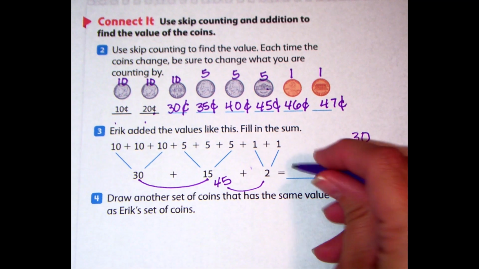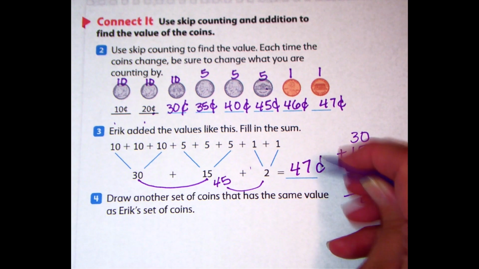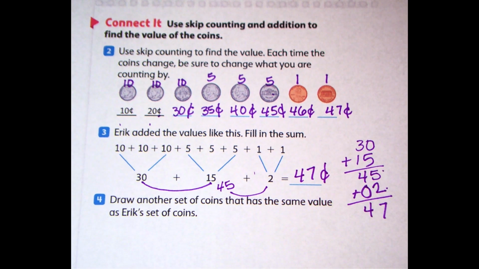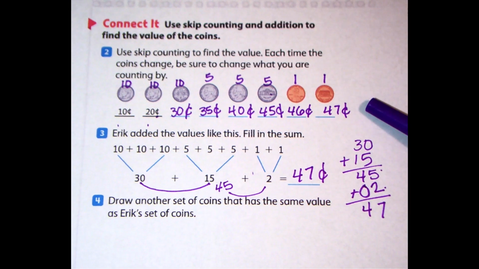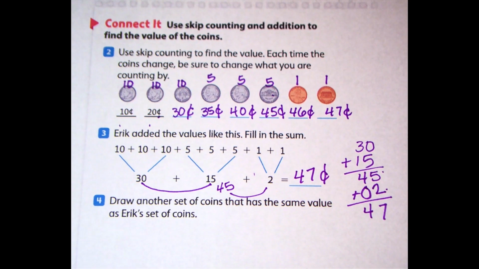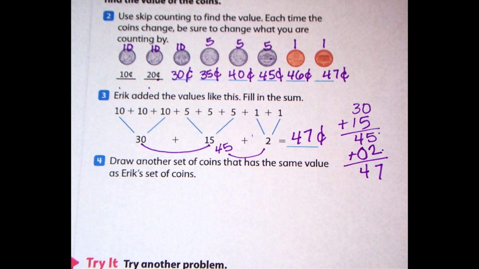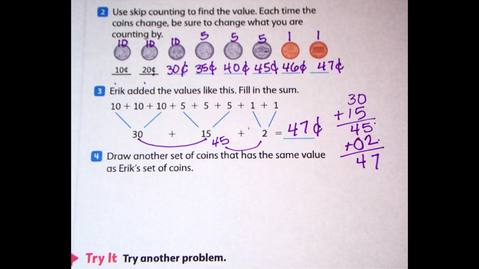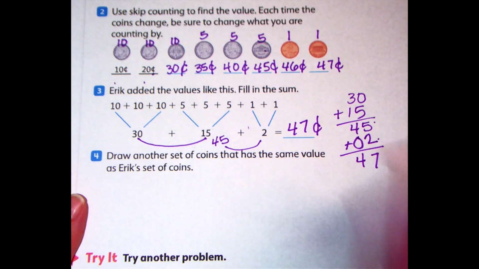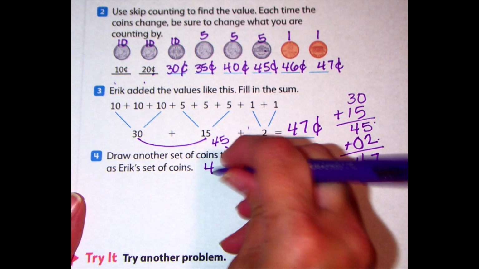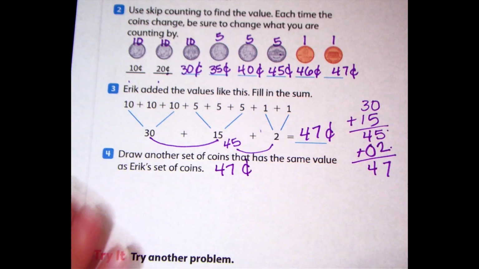Okay, so when we add them, 47 cents is the same up here as what we counted, 47 cents. Okay, so number 4 wants you to draw another set of coins that has the same value as Eric's. So that means they want you to draw different coins. You can't use what Eric found, but you still have to make 47 cents.